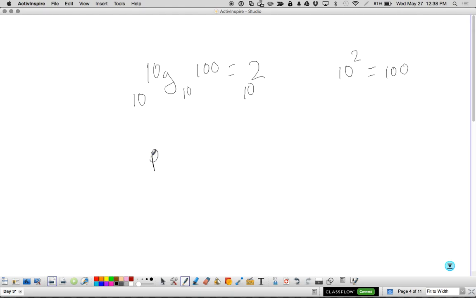So if I have my equation for pH equals negative log concentration of H3O plus, I want to isolate H3O plus by itself. The first thing I'm going to do is get rid of this negative sign, so I'm going to multiply both sides by -1.